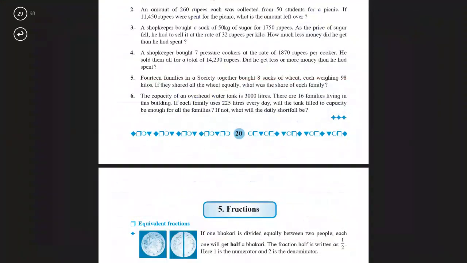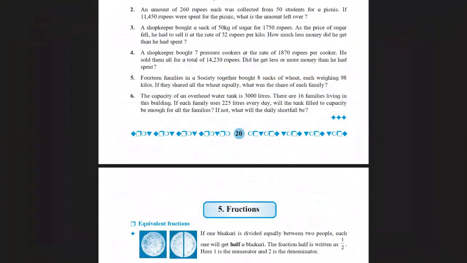Question number 6. The capacity of an overhead water tank is 3,000 liters. There are 16 families living in this building. If each family uses 225 liters every day, will the tank filled to capacity be enough for all the families? If not, what will be the daily shortfall?